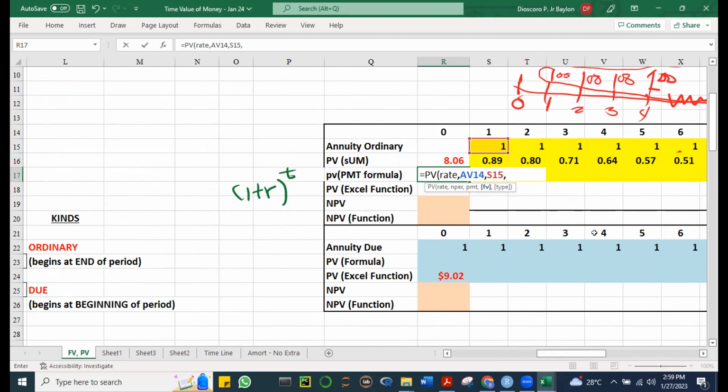And for the type, the default is always at the end of the period. So I can type 0 or I can just ignore that, but let me just type 0 for us to be guided. And I expect to get a negative answer here, so I'm going to put a negative in front. And we get exactly the same answer.